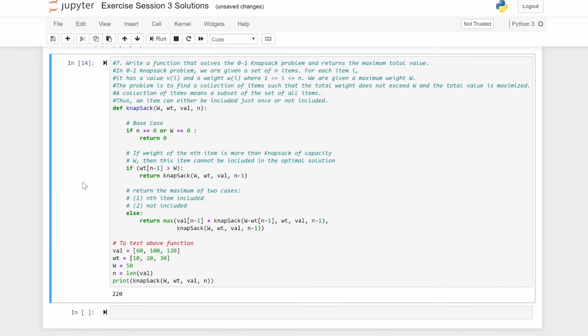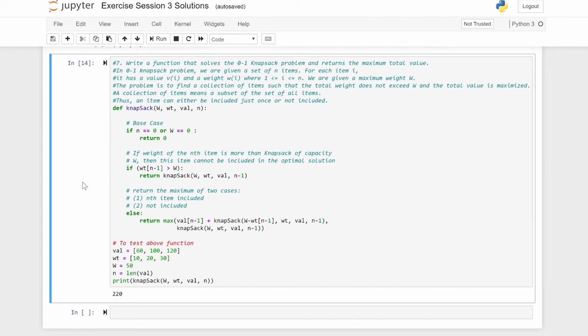Problem 7. It's a knapsack problem, my favorite kind of problem. We will apply some dynamic programming approach here. The question is, write a function that solves the 0/1 knapsack problem and returns the maximum total value. It is kind of a question of which items would you take with you if you're going to an island or something like that. And now you have a bag, and this bag has a capacity.